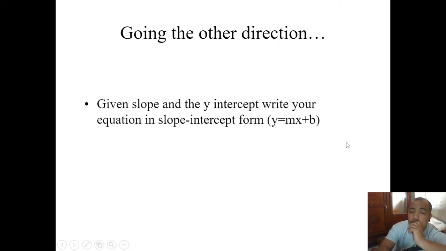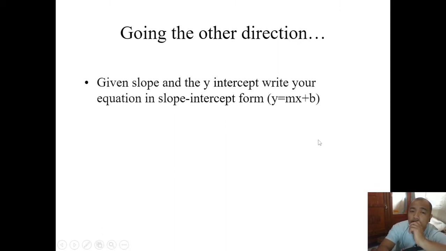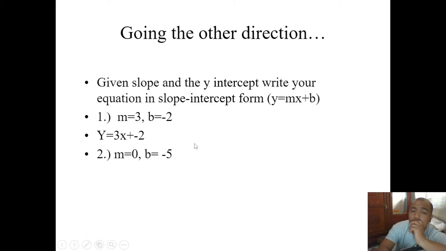Going the other direction, given the slope and the y-intercept, write your equation in slope-intercept form, y equals mx plus b. Number 1, if the slope is 3 and the y-intercept is negative 2, then its equation is y equals 3x plus negative 2, or y equals 3x minus 2. And how about this? If the slope is 0 and the y-intercept is negative 5, that means y equals 0x plus negative 5, so y equals negative 5. How about if the slope is 1/2 and the y-intercept is 1? So we have y equals 1/2 x plus 1.